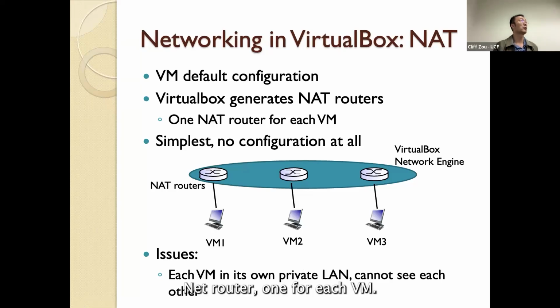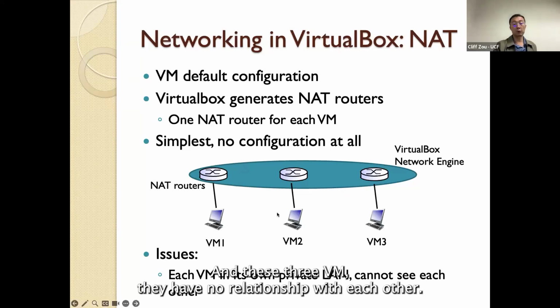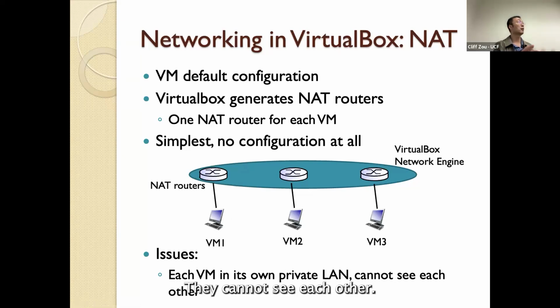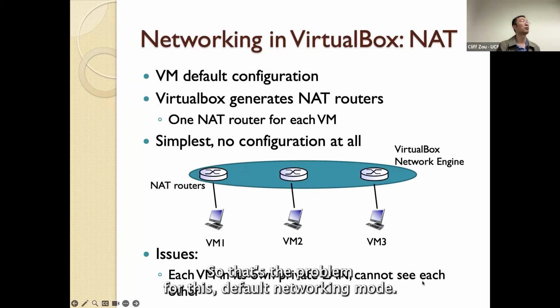And these 3 VMs have no relationship with each other. They cannot see each other. They are totally isolated from each other. So each VM is in its own private LAN. They cannot see each other. So that's the problem with this default networking mode.